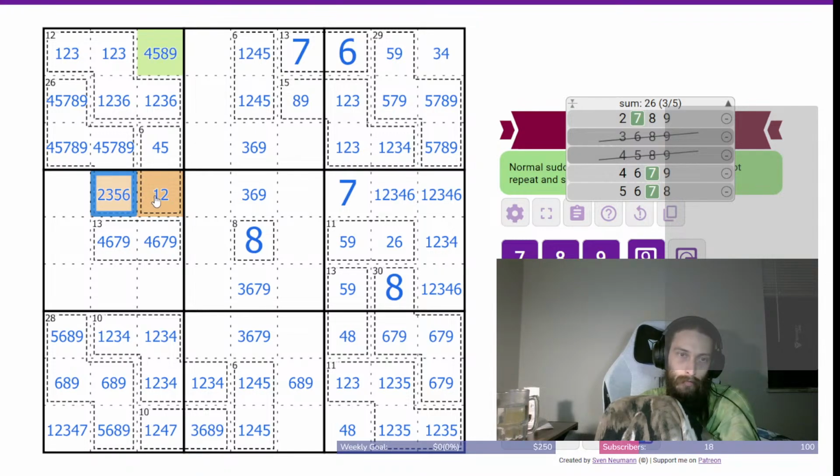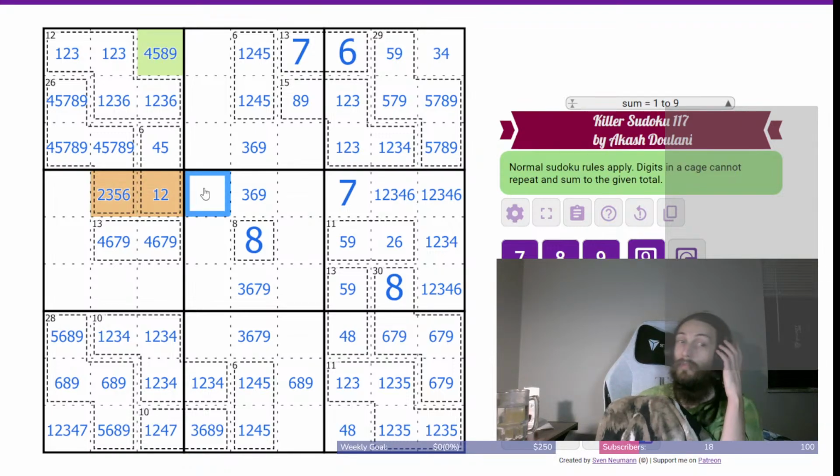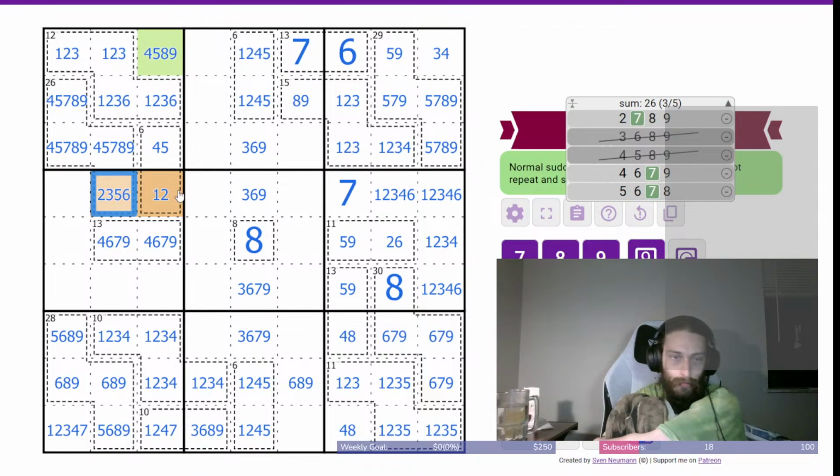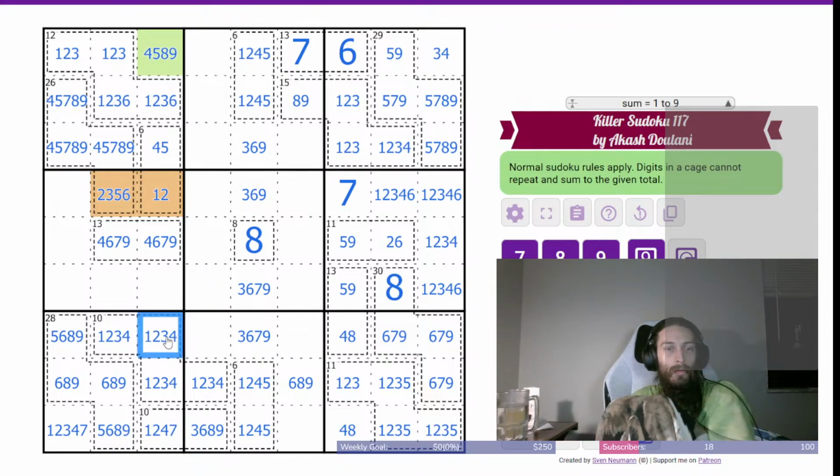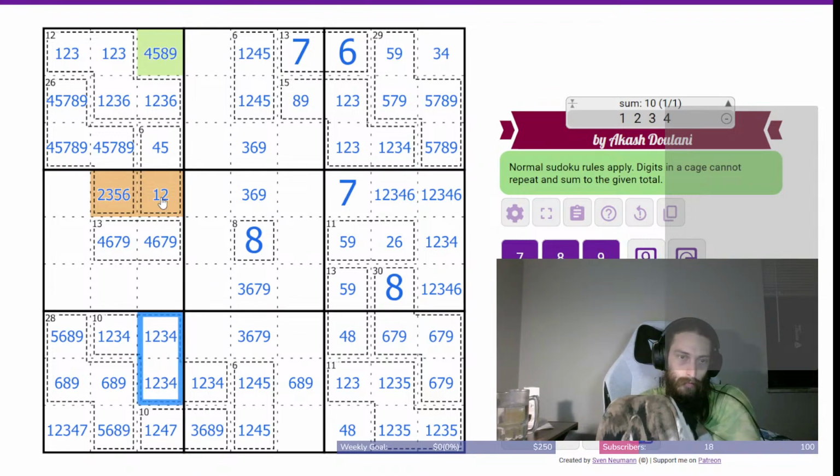5 and 1 is 6, there's no 7. 5 and 2 is 7, 1 is 8. Okay. 6 and 1 is 7, and 1 is 8. 6 and 2, 8 and 1. Okay. Took out a 4 from there. 1, 2, 3, 4, 5, 6.